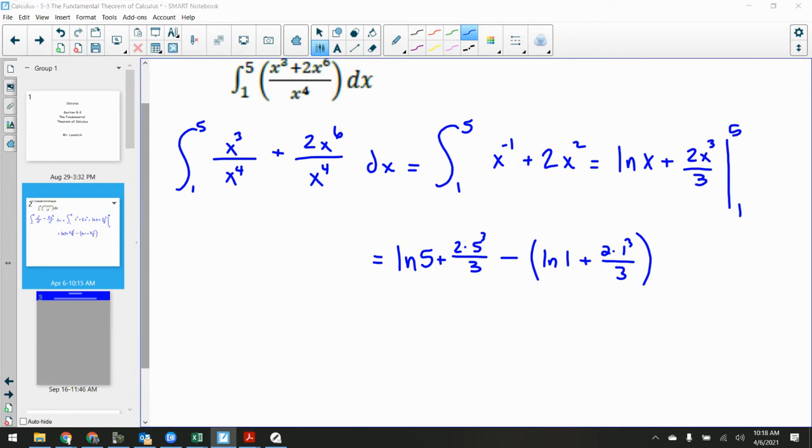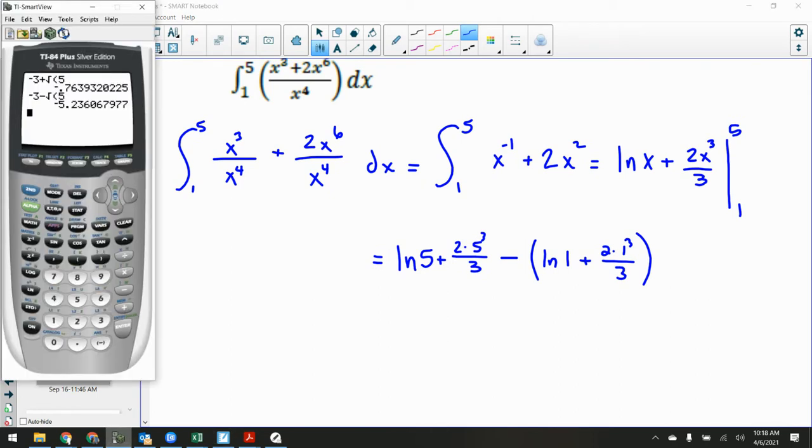All right, so let's go to our calculators. And we plug in ln of 5 plus, okay, 5 to the third is 125. I'm trying to do this in my head, so I don't have to use too many parentheses. 5 to the third is 125 times 2 is 250. So 250 divided by 3. 84.94.